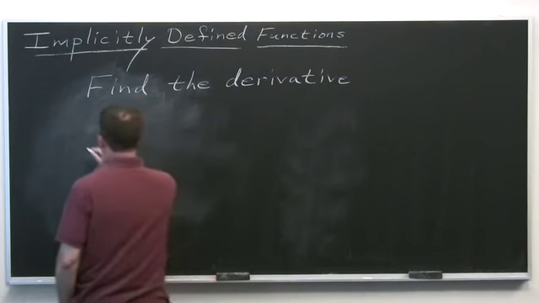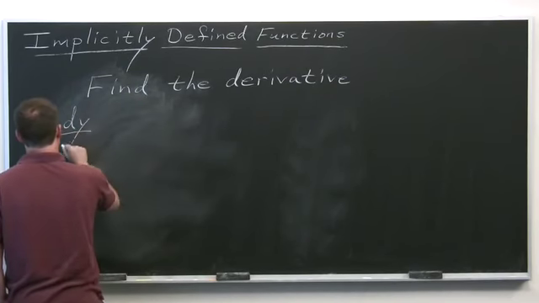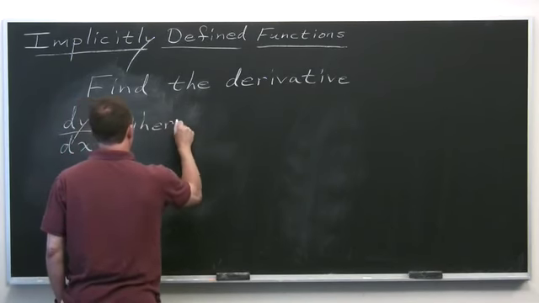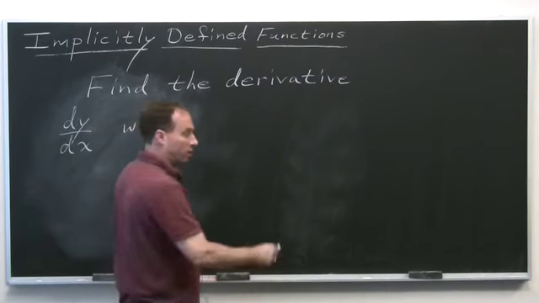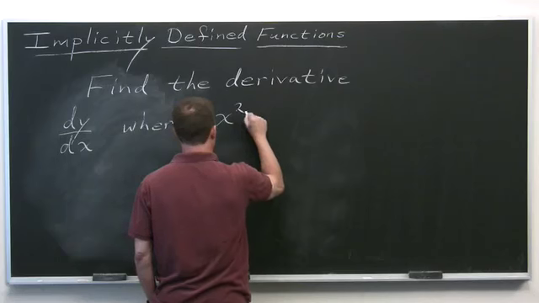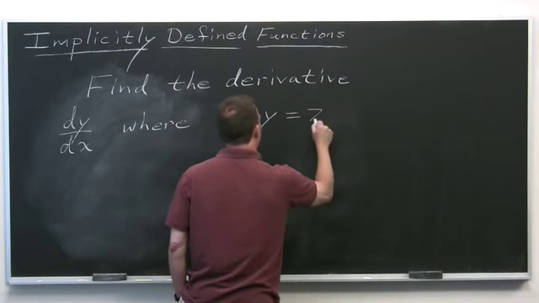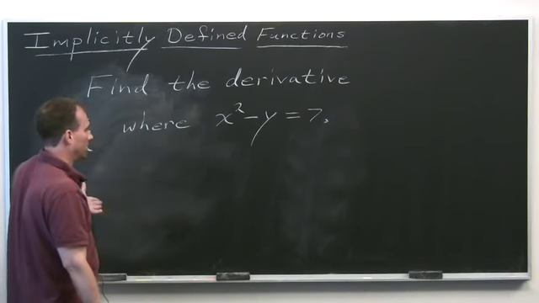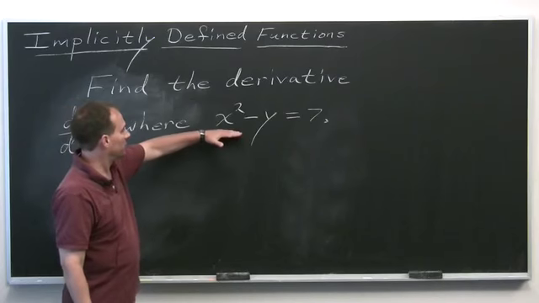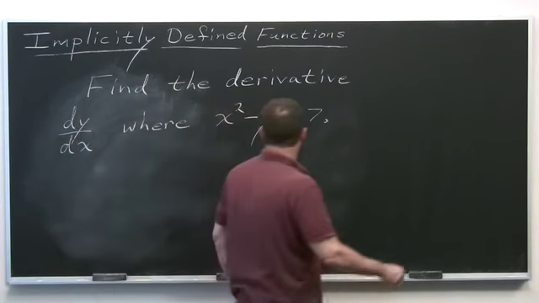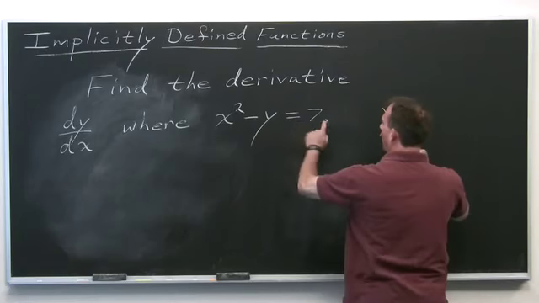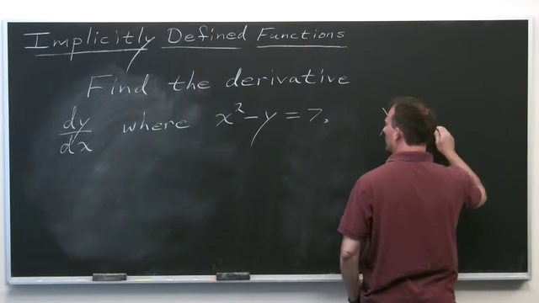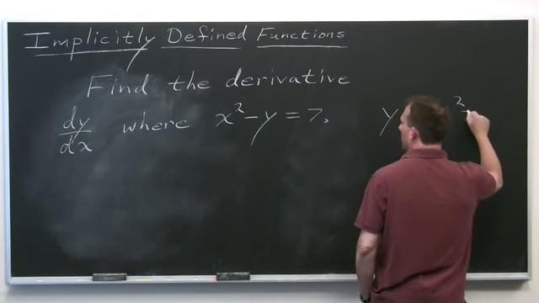the derivative dy dx, where, say, x squared minus y equals 7. What's different about this question? Not much. I mean, you could solve this for y, and you get that, put the y over here and the 7 over there, but I like writing the y first. So you get y equals x squared minus 7.